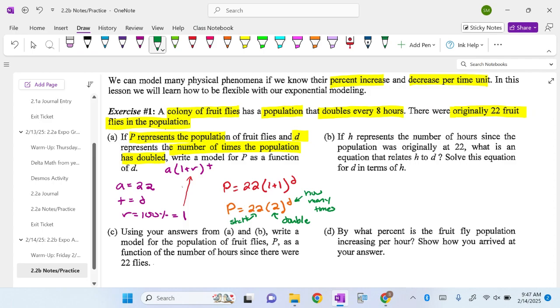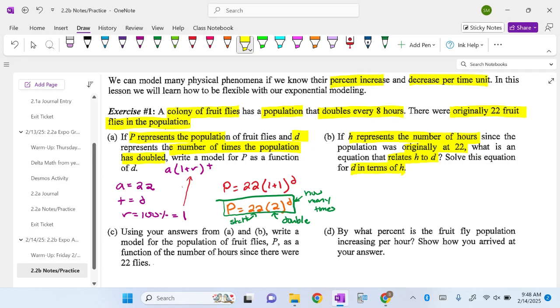All right. So now this is the equation that we're looking for and what we're going to use to describe a lot of different things. Now, if H represents the number of hours since the population was originally at 22, what is the equation that relates H to D? And we're going to solve for D in terms of H.